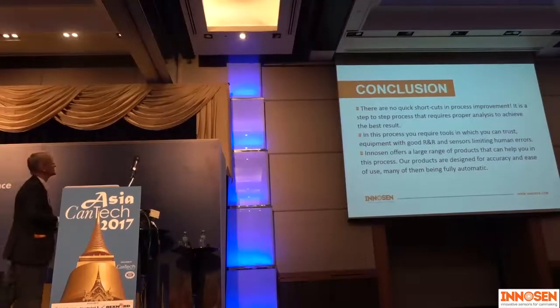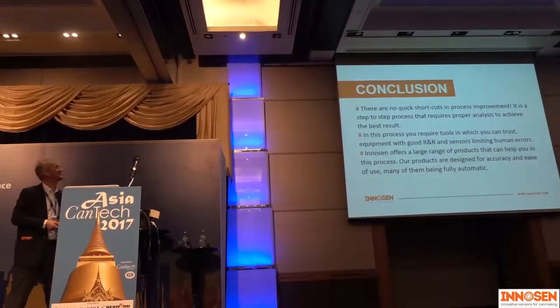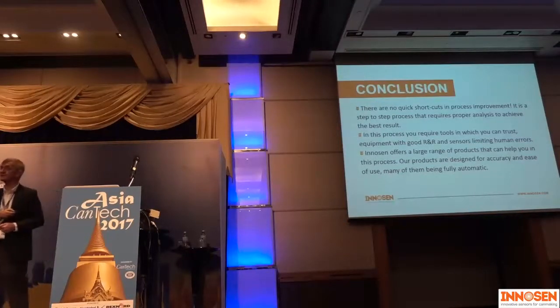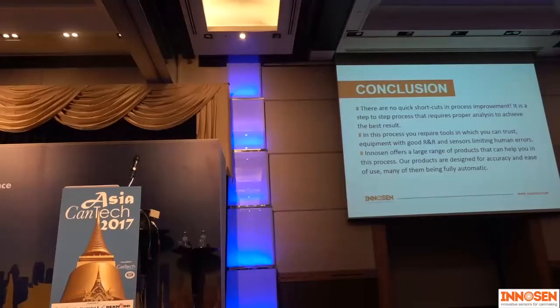So, conclusions. We're almost there. When it comes to process improvement, there are no shortcuts, no quick fixes, just sheer graft. You need to keep at it. It's not necessarily easy. You need to make sure that when you start measuring with gauges, you can trust those gauges. If you can't trust them, you might as well not get started.